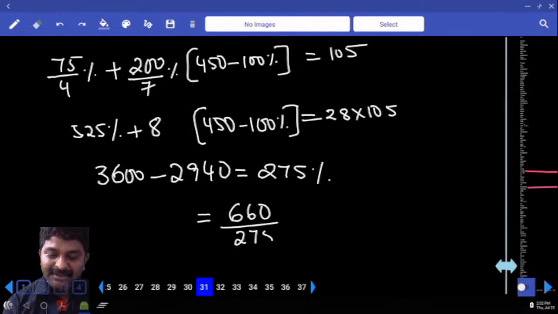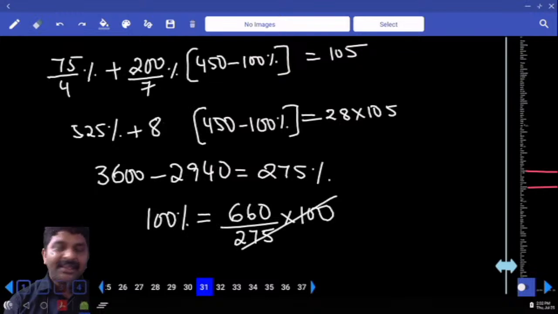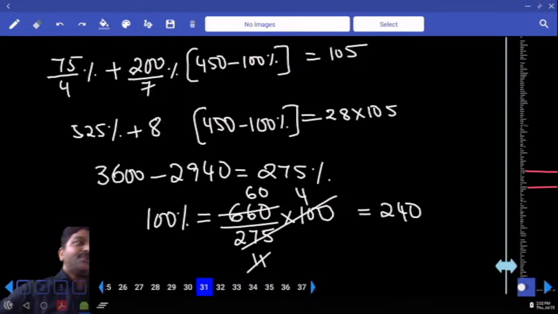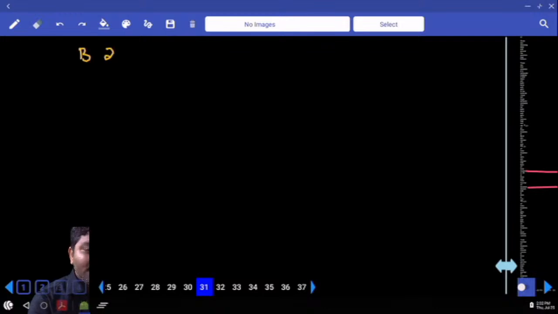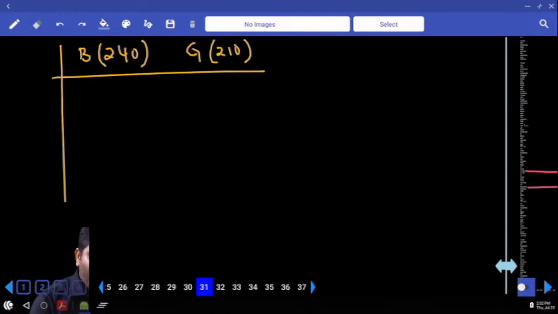1 percentage is 660 by 275. I want 100%, so into 100. 25 cancellation. 11 times and then 4 times. 11 into 60 is 660, then 60 into 4. 100% is 240. Who are 240? Boys are 240. Now come back and write. Boys are 240. Girls are 210. We have Lenovo, Dell and then HP.